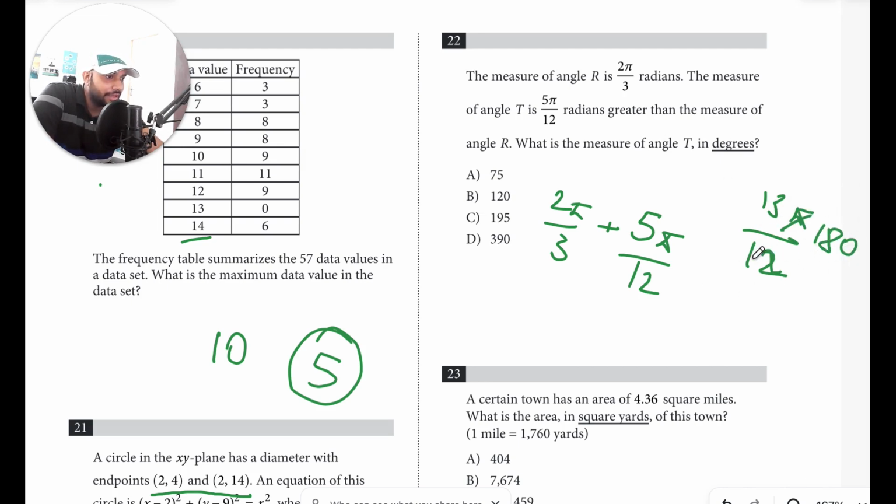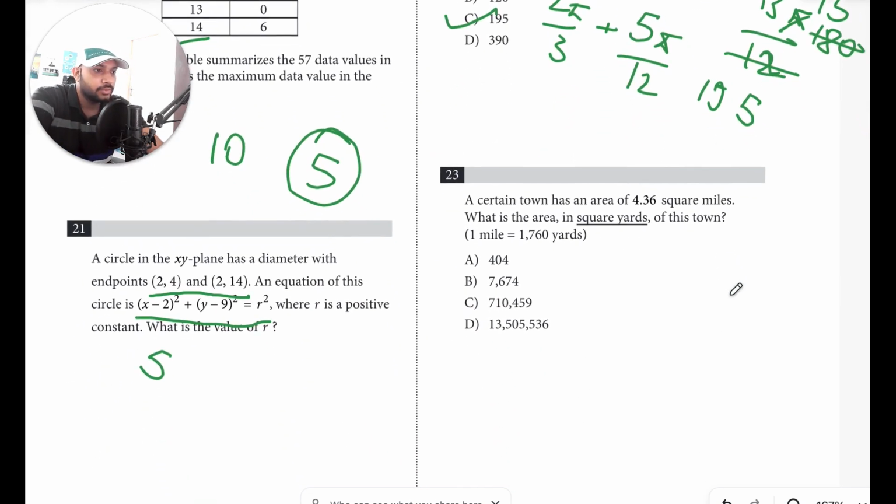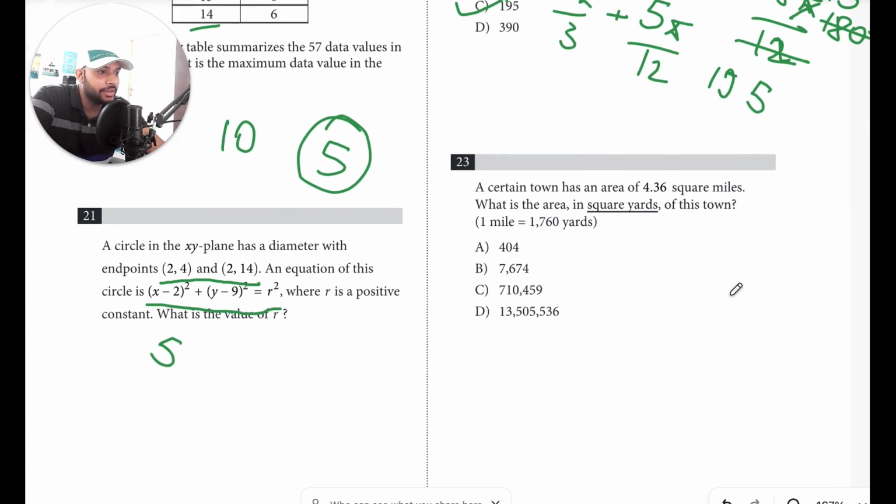So 12 times 15 is 180, and 13 times 15 is 195 degrees. Option C. Okay. Converting from degrees to radians is the other way around. You multiply by pi by 180.